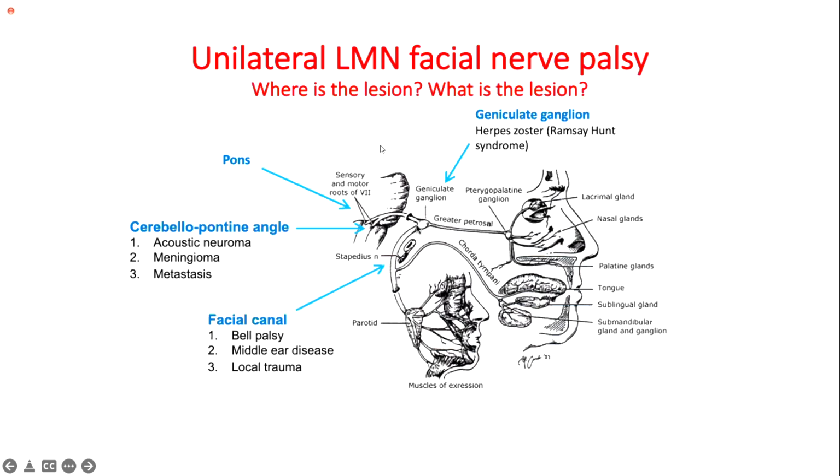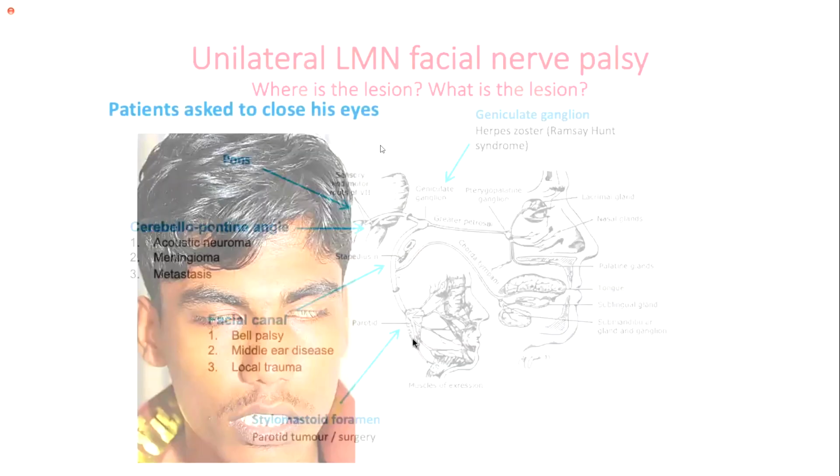The nerve can be in the facial canal in the petrous temporal bone. If there's inflammation, by far one of the commonest conditions is Bell's palsy, or middle ear infection like otitis media, or local trauma after a road traffic accident. You can have a fracture going through the petrous temporal bone and the facial canal. As the nerve comes out, it can be affected in the stylomastoid foramen, like a parotid tumor or parotid surgery. So if you know the sites, then you know the pathologies. Without localizing, you cannot diagnose the cause.